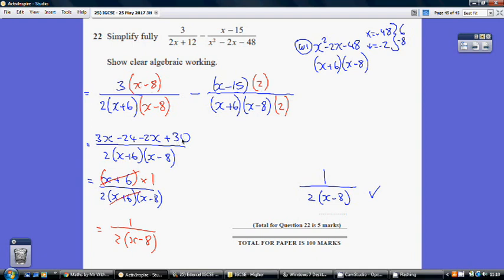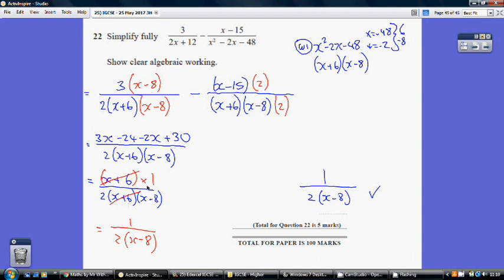Now from then onwards it's not too bad. We just simplify our numerator. 3x take away 2x is 1x, x, and 30 take away 24 is plus 6. So I've got x plus 6 as my numerator. Now I've got x plus 6, and it's both a term in my numerator and denominator, so both of these can cancel out. So basically dividing top and bottom by x plus 6.